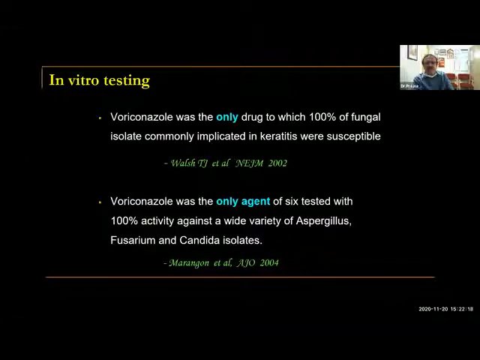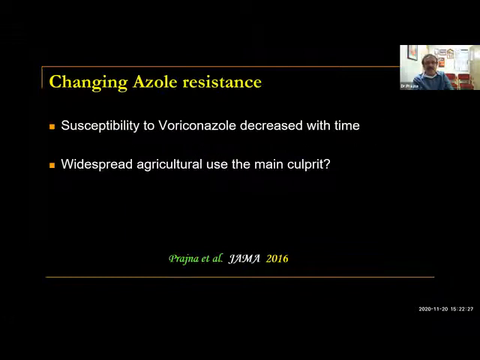It came up with a lot of promise because after a long period of time, we had a wonder drug to which 100% of the lab organisms were susceptible. But then over a period of time, something changed. As you know, natamycin is not used outside the eye. It is not used for systemic fungal infections. It's not used for agricultural fungal problems. But voriconazole was used everywhere. And because of that, probably the susceptibility for voriconazole just decreased with time.